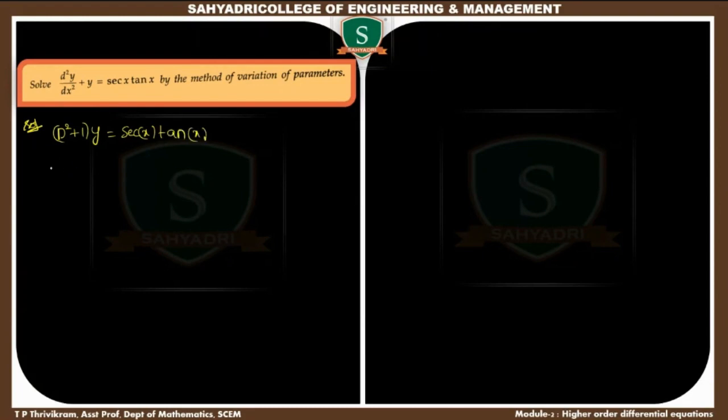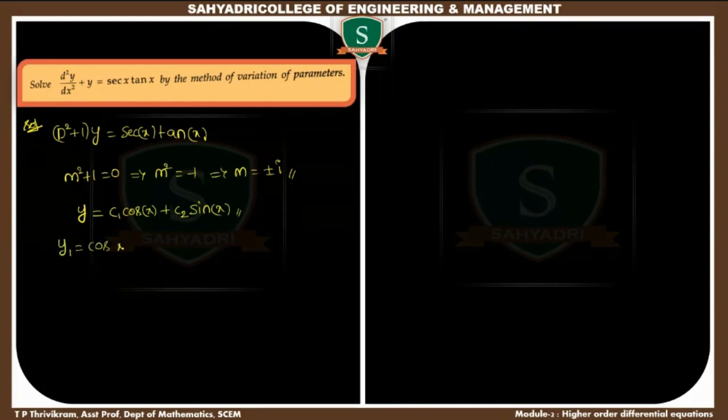As usual, we'll find the complementary solution first. m square plus 1 equal to 0 implies m square is equal to minus 1 implies m is equal to plus or minus i. So the solution is yc is equal to C1 cos x plus C2 sin x. Now we'll take y1 is equal to cos x, similarly y2 is equal to sin x. Find y1 dash is equal to minus sin x, similarly y2 dash is equal to cos x.